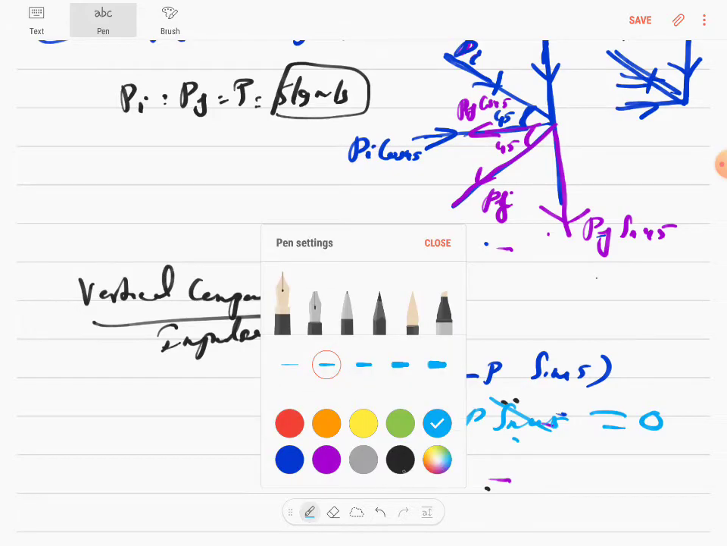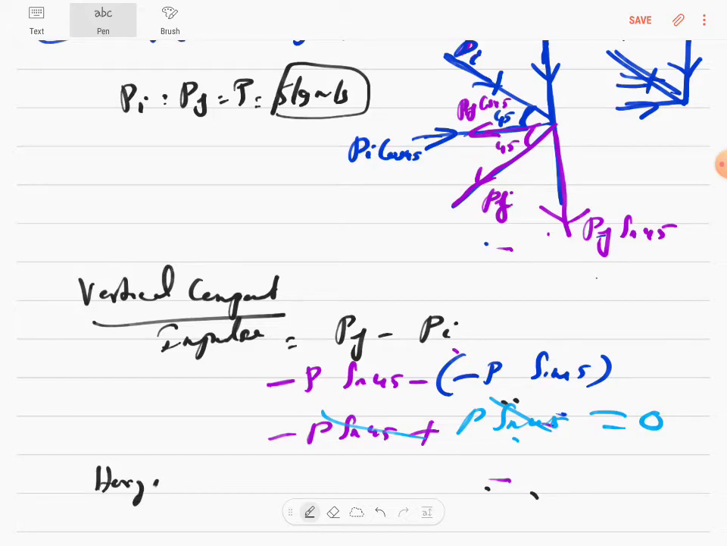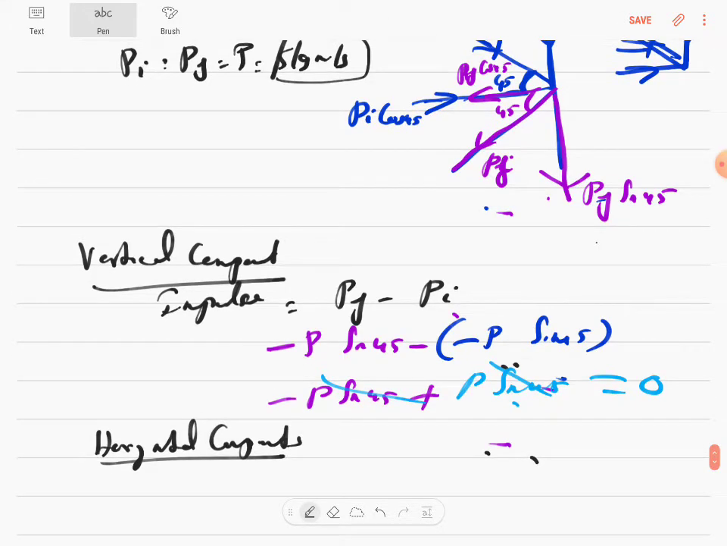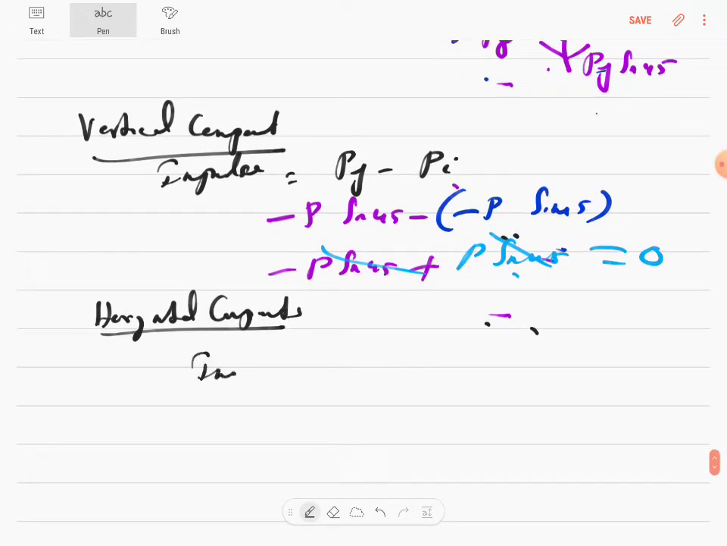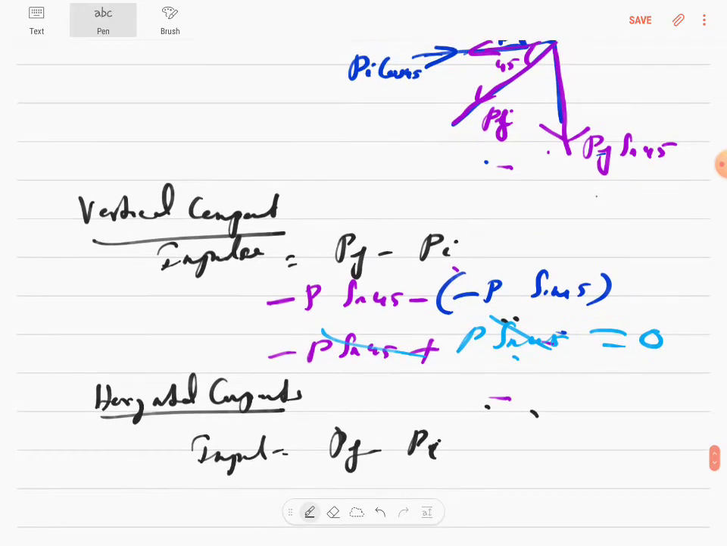Whereas let's resolve the horizontal component. Okay, this is how we solve it. Everything in physics is based on components, you better learn it well now. So the horizontal component, again it's impulse you're going to calculate. It's P final minus P initial.